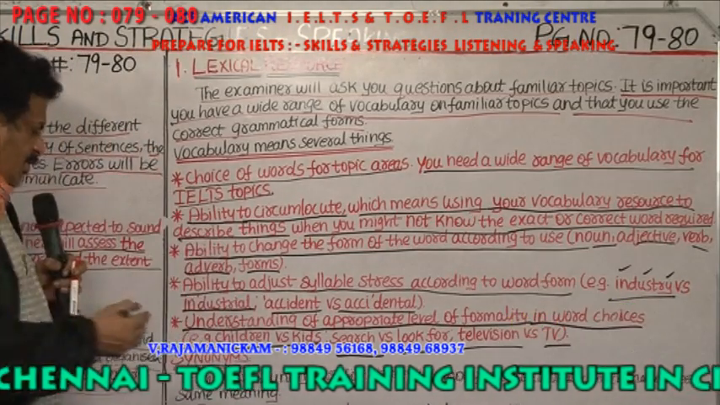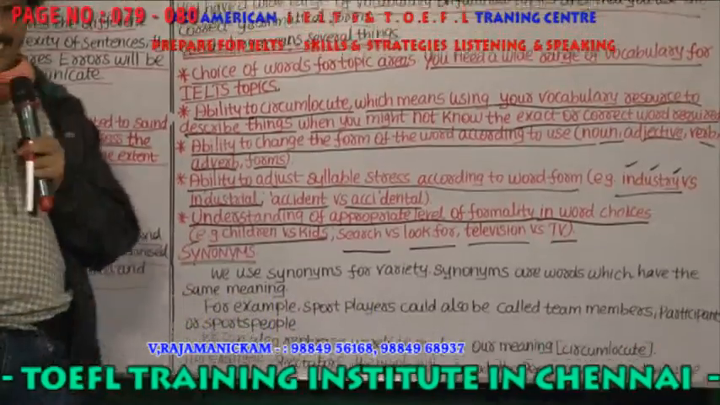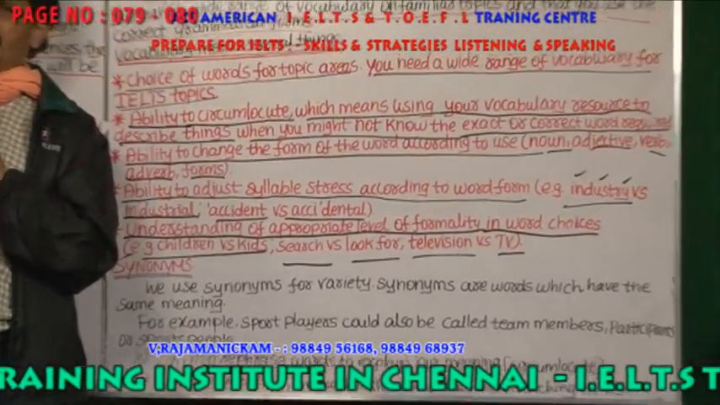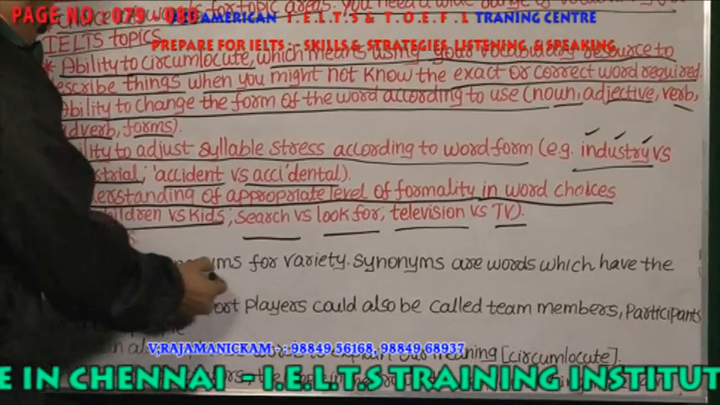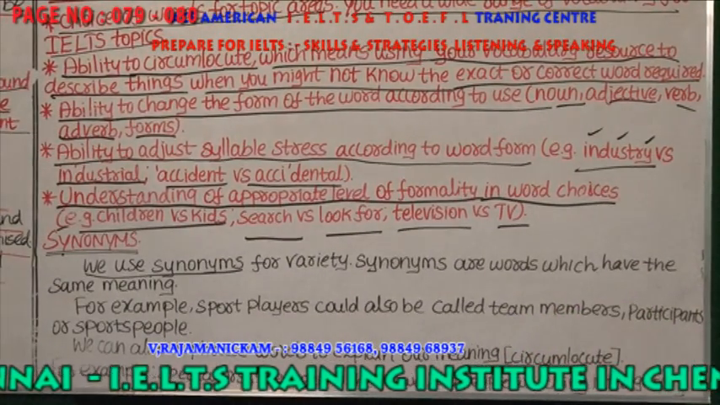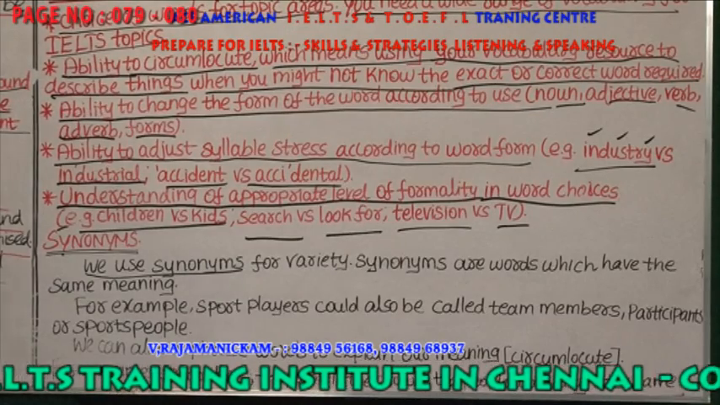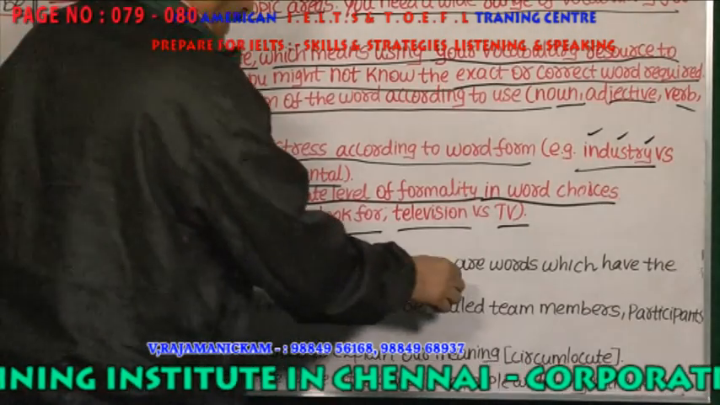What do you mean by synonym? See, for example, excellent. What is the synonym for excellent? It is brilliant, great, wonderful. So synonyms are the words which give the same meaning, but multiple words are there.